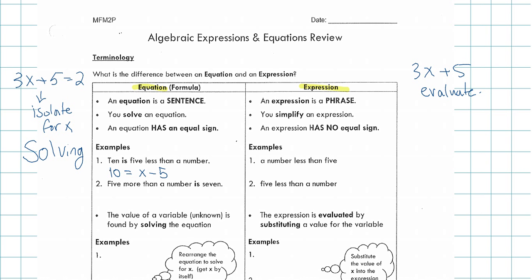So what are we doing here? 5 less than a number, right? Whatever that number is. If the number is 20, then I do 20 take away 5. If the number is 10, I do 10 take away 5. If the number is 15, I do 15 take away 5. Right? That's what 5 less than a number means. Are we okay with that?